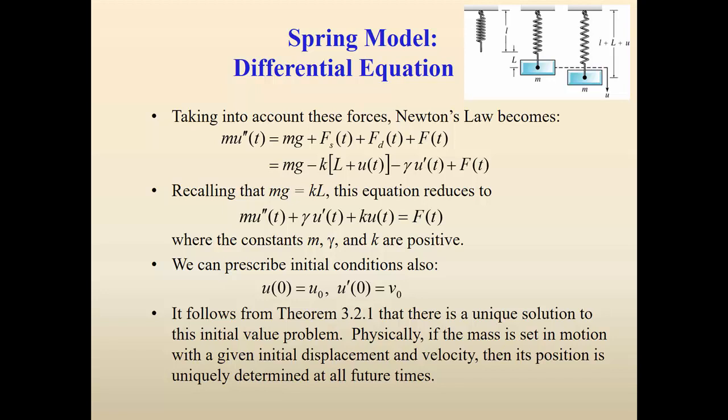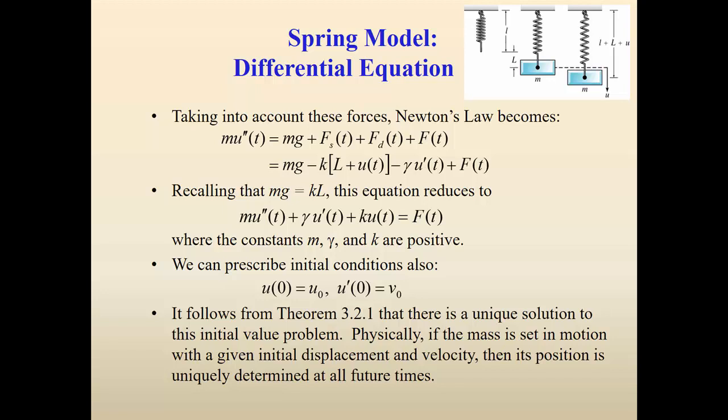So putting it all together, ma, or mu double prime, is equal to mg plus the spring force plus the damping force plus the external forcing F of t, which could be anything from a machine pulling and pushing. It could be a cat playing with it as if it was a toy. It could be anything. This is any other external forces we haven't accounted for yet.